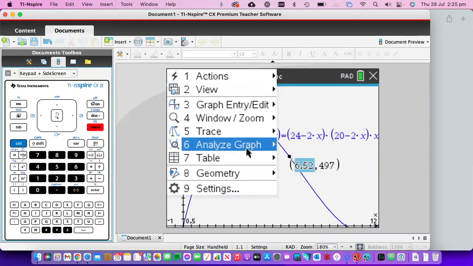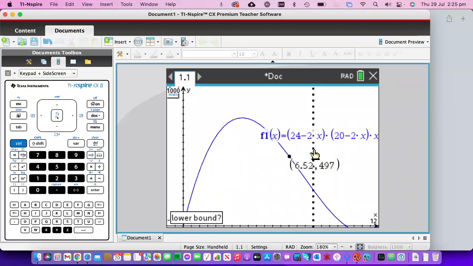So menu, analyze graph, maximum, go to the left of the turning point, go to the right of the turning point, and there's my value there to 3 significant figures, 3.62. So that's how you use your GDC to get that point. And please don't be afraid to use your GDC if it's in the calculator section. It's what it's for, just so you don't get slowed down.